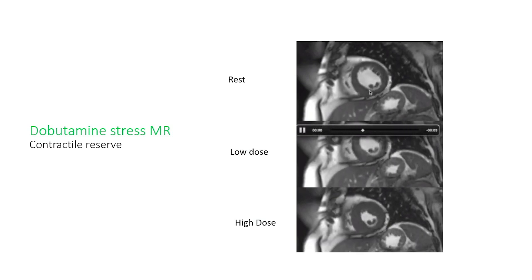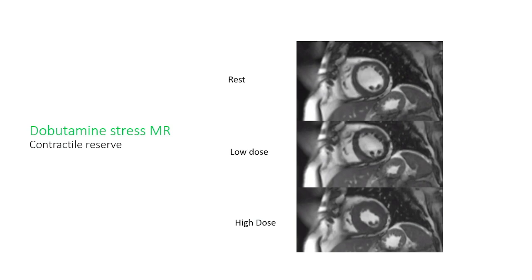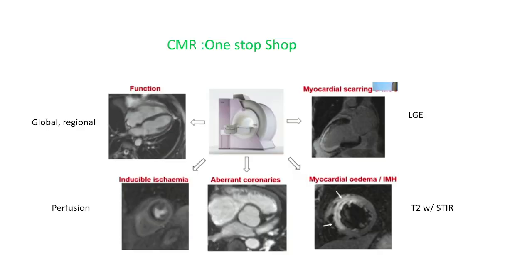we can see the contractile reserve by low dose, whether the hypokinesia improved or not. And in high dose, whether it is paradoxically reduced signifies that there is inducible ischemia. And low dose indicates viability. So, the take home message is that MRI is the one-stop shop for answering all the questions in our mind as a clinician. We can assess global function, infarction location, perfusion, as well as identify the edematous tissue.